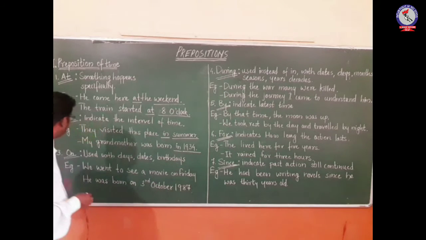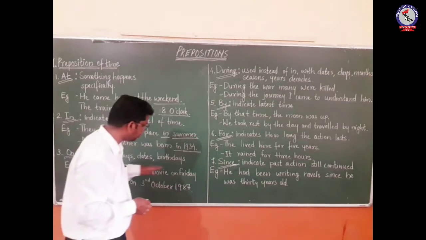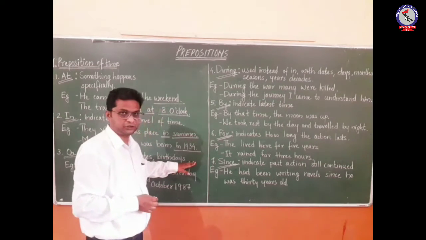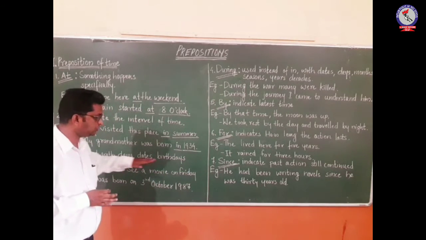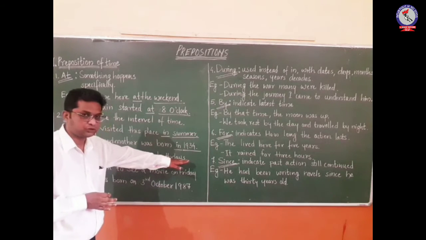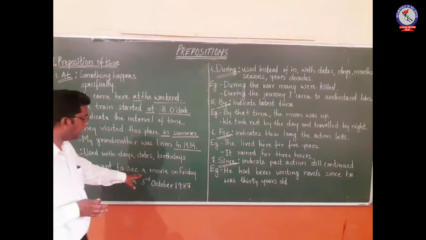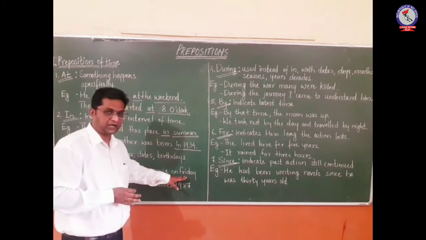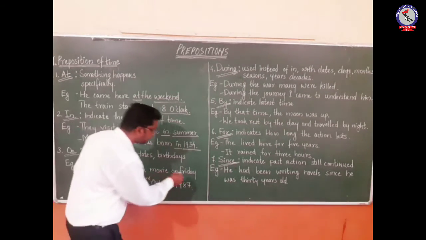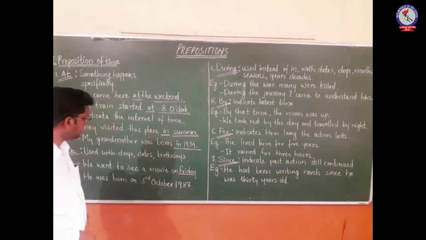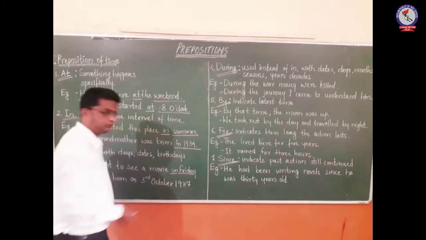Now the next we have on. On is used with days, dates, birthdays, anniversaries. So on will be used when we have dates, days, birthdays and anniversaries. See the examples. We went to see a movie on Friday. Now this Friday is a day. So we have used on.